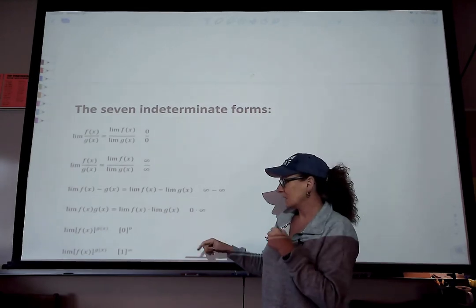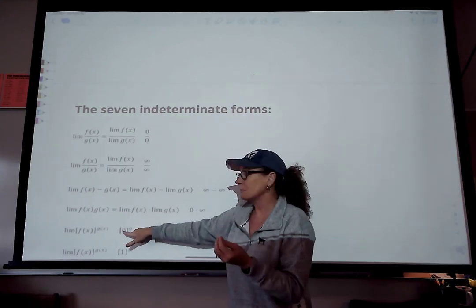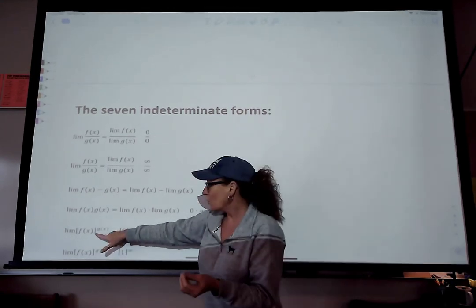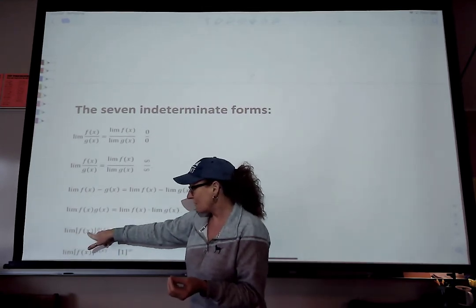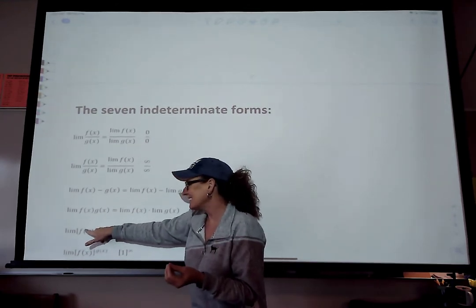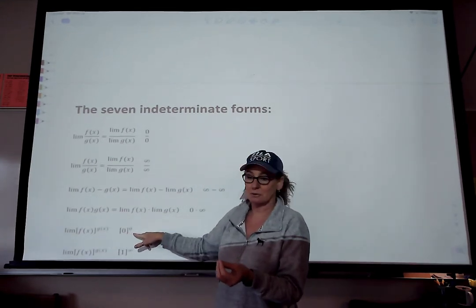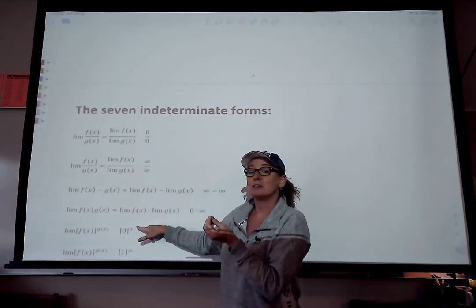Okay? 0 to the 0 is an indeterminate form. Remember, these aren't really zeros. We're doing the limit on this and raising it to this power that isn't really 0. These are close to 0. It's something super tiny, maybe to a super tiny power.